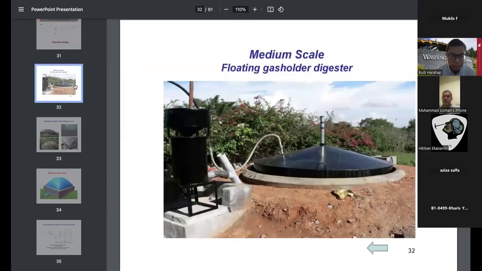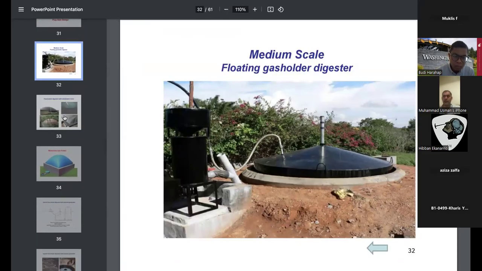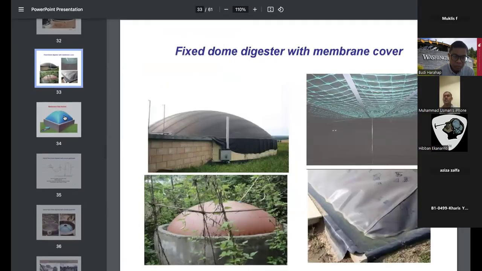Next, please. This is a medium gas holder floating drum biogas plant in Punjab, Pakistan. Next, please. This is a very good technology which is very common in developed countries, and it is the need of the hour to adopt this technology in Indonesia.